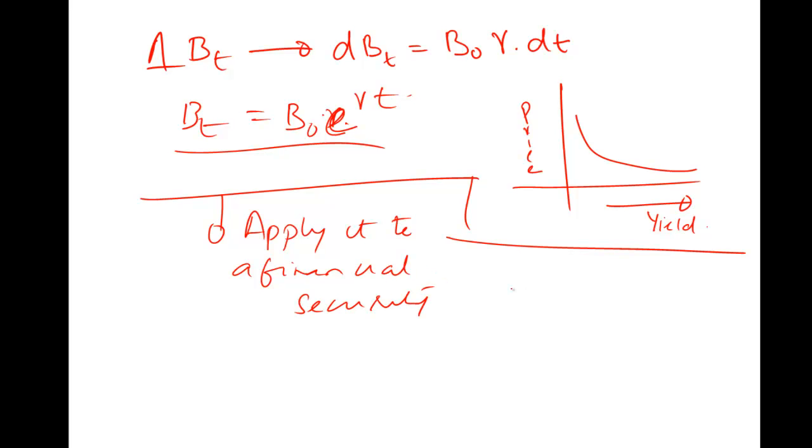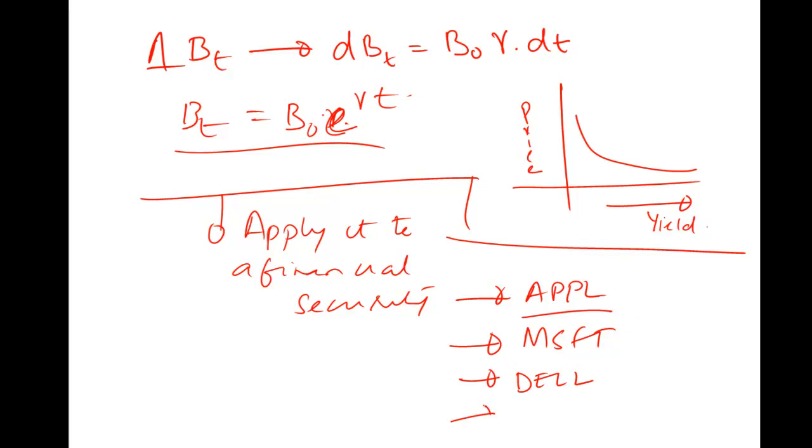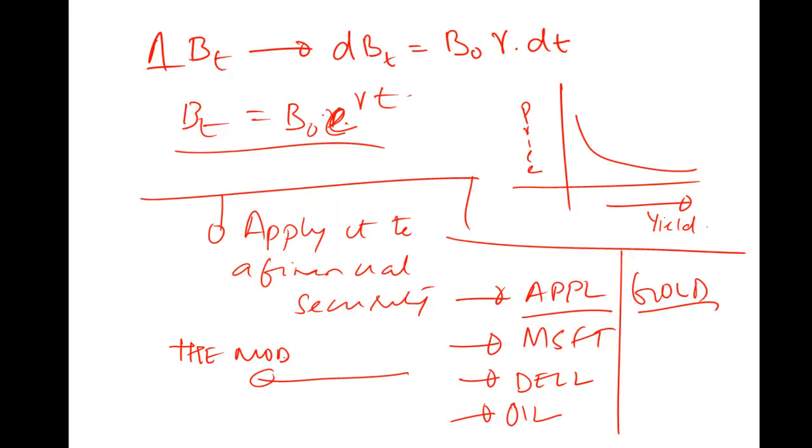So what this says is that if you're looking at static return, if you're looking at return given by drift, then the simple model, the best model, is the exponential model that we've used, and you can go ahead and apply it to any financial security, not just to bonds. Remember, you're not modeling noise, you're not modeling diffusion. All you're modeling at this specific point in time is drift. And the model for drift that we have in front of us, as it applies to any security, whether it's Apple or Microsoft or Dell or oil or gold, is BT equals B naught into E raised to the power RT, the exponential function, the drift.